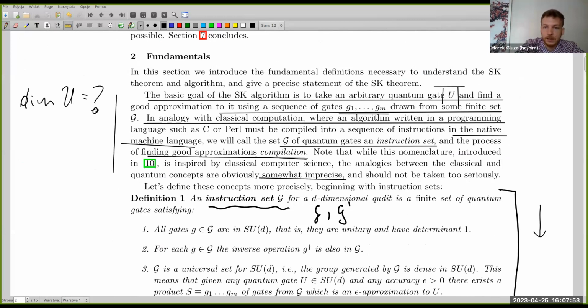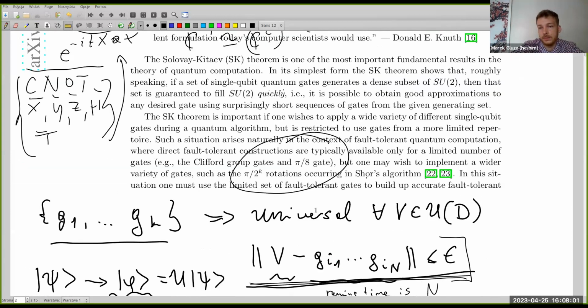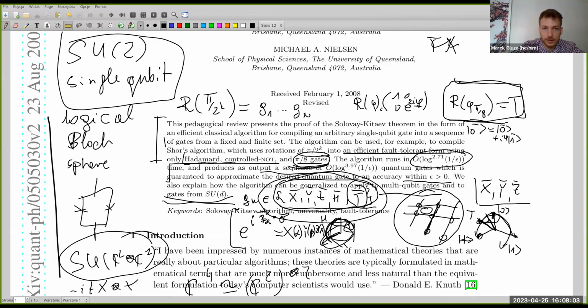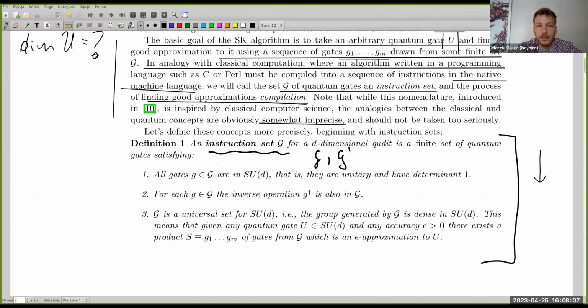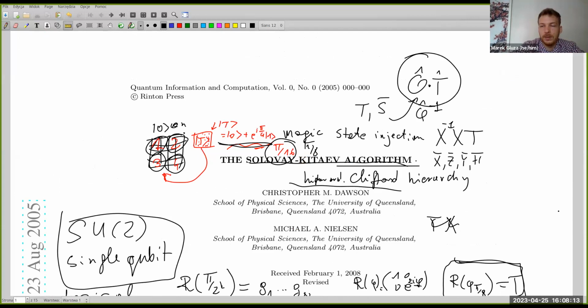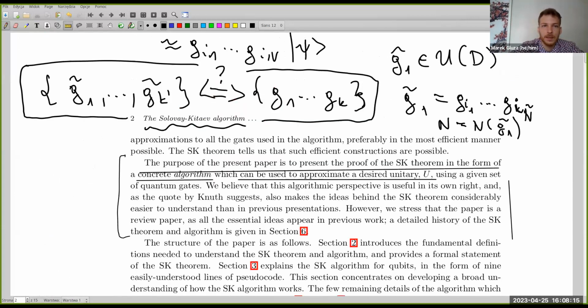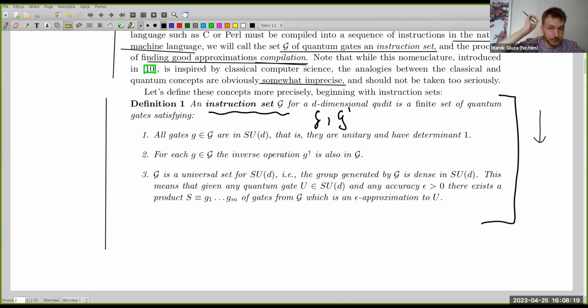Okay, so they said maybe it should not be taken so seriously, but this was in 2005, and 15 years later we seriously talk about compiling, so it's actually quite nice. But I think because of this sentence, they don't call it the Solovay-Kitaev compiling, but the algorithm. Okay, so the definition of the gate set is quite interesting.